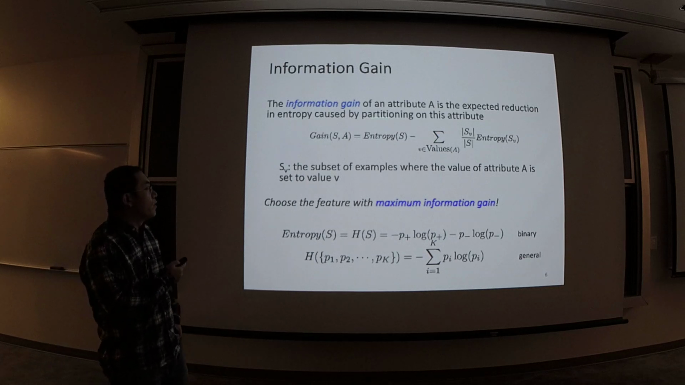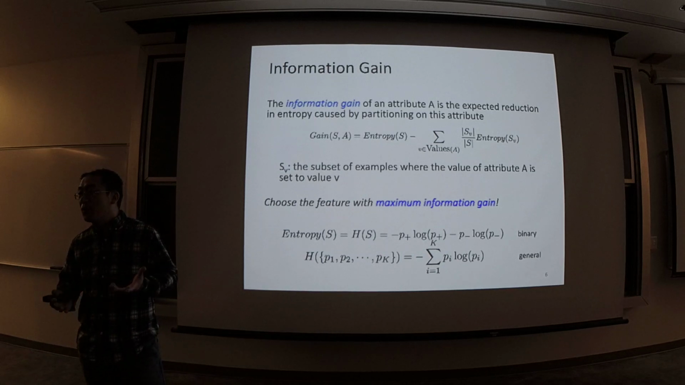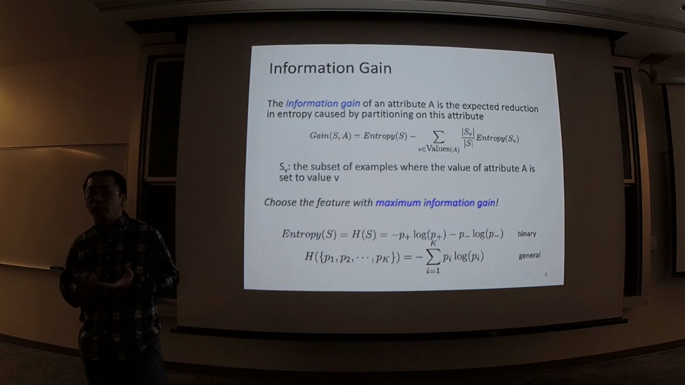Then we use information gain to rank all the features, and choose the feature with the highest information gain to split the data set and create nodes and branches.